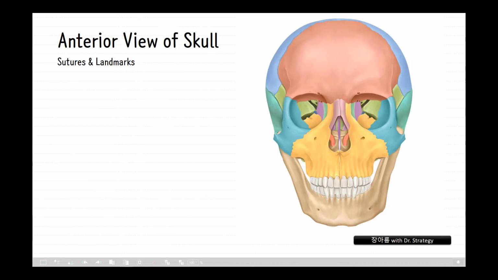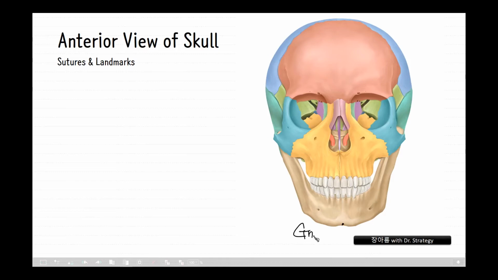Let's start with the gnathion. In fact, this landmark has a variable definition. Generally and craniometrically, it is the most inferior point of the mandible in the midline. In that case, gnathion is located here. But orthodontically, it denotes the point located perpendicular on mandibular symphysis, midway between pogonion and menton.